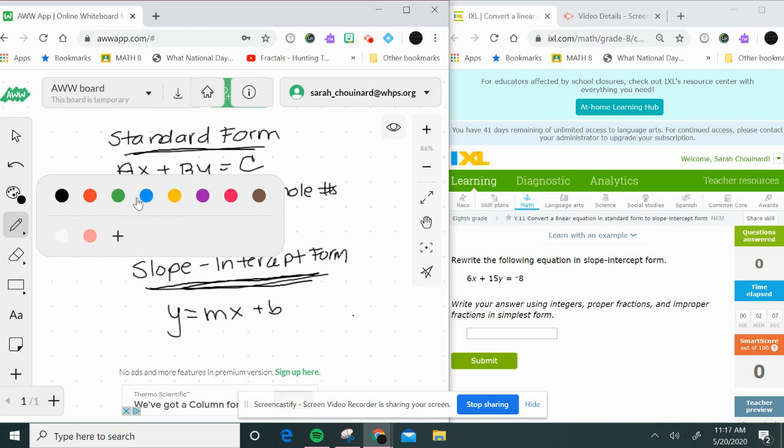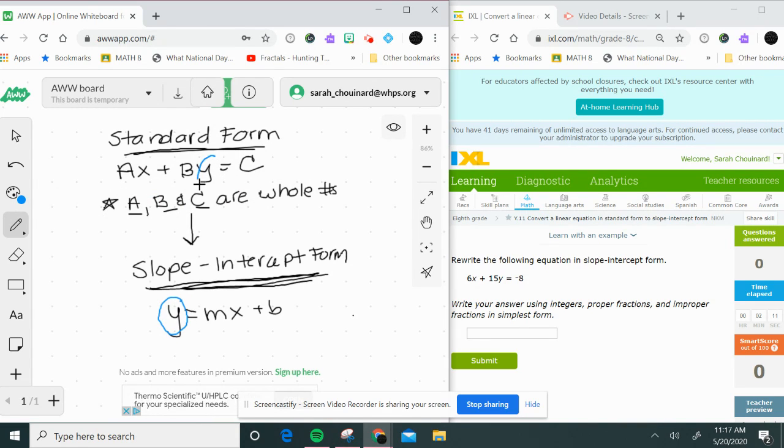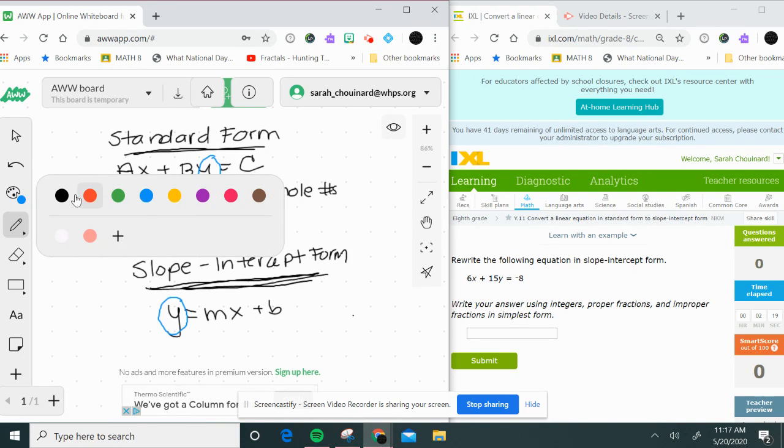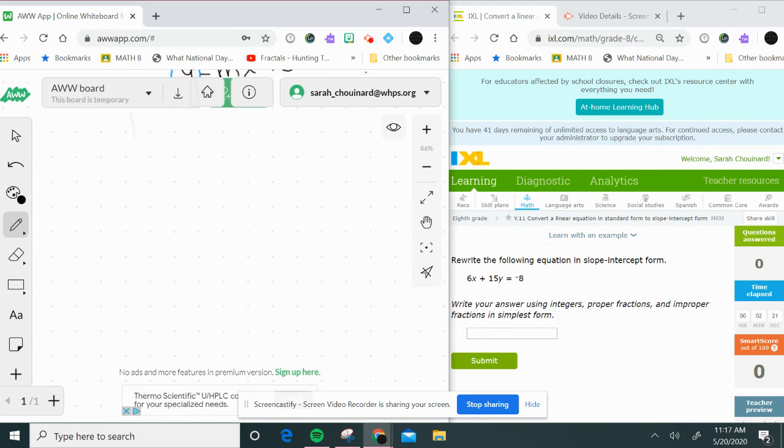So essentially, our goal is to get y by itself, whereas in standard form, x and y, the terms with them, are both on the same side. So let's try an example here. So let's take 6x plus 15y equal to negative 8, and let's get this in slope-intercept form.